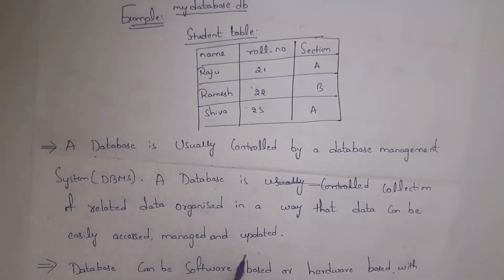A database is a collection of related data organized in a way that data can be easily accessed, managed and updated. Guys, in a database we will store related data. For example, if you consider a student table, in the student table we will store only student information like student name, student roll number and student section. And similarly, if you consider an employee table, we will store only employee information. In a database, we will store data in table format. So it is very easy to access, manage and update data in a database.